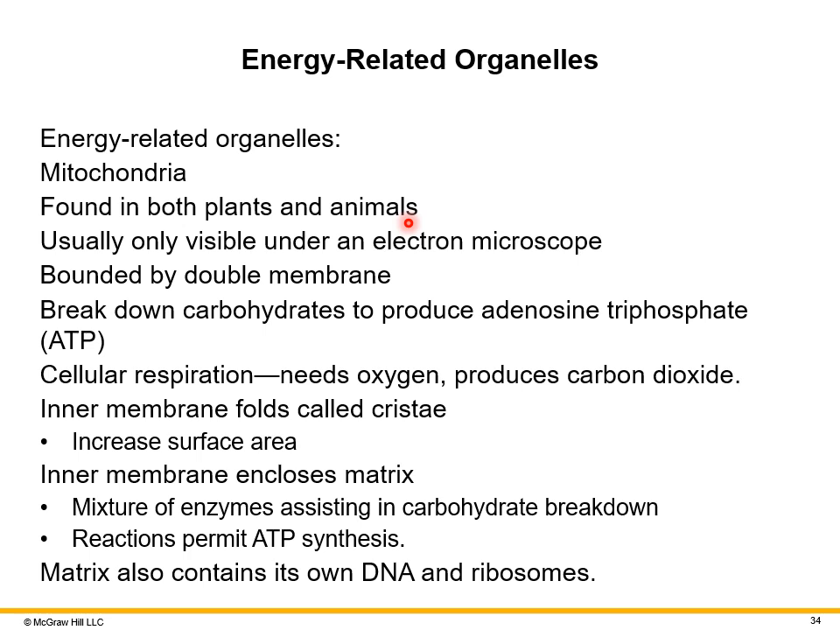Usually mitochondria are only visible under an electron microscope. And like I said earlier, they have a double membrane. So what do the mitochondria do? They break down carbohydrates, so glucose in particular, and through that process, they produce energy in the form of ATP. And that stands for adenosine triphosphate.